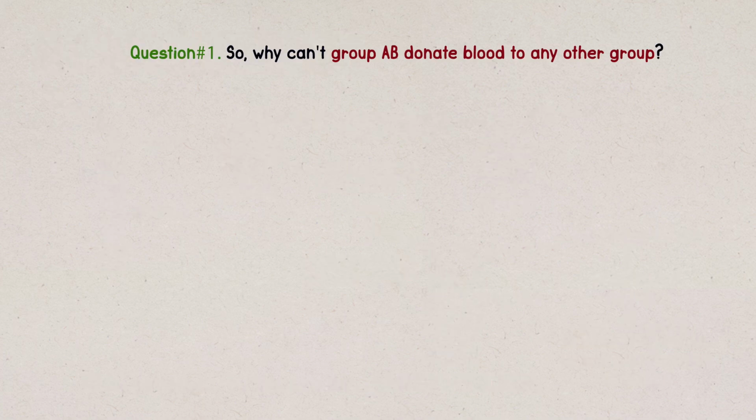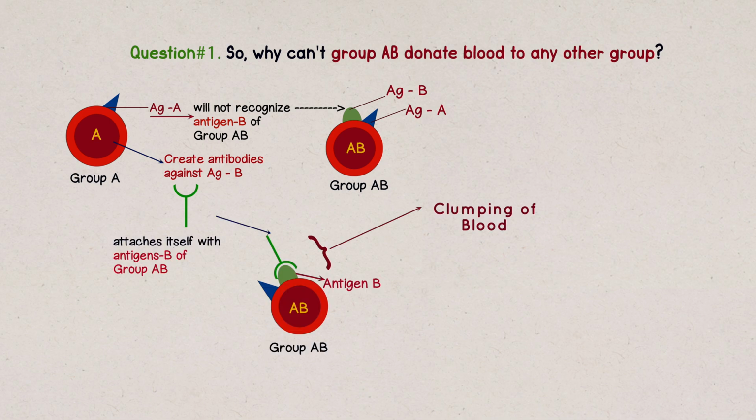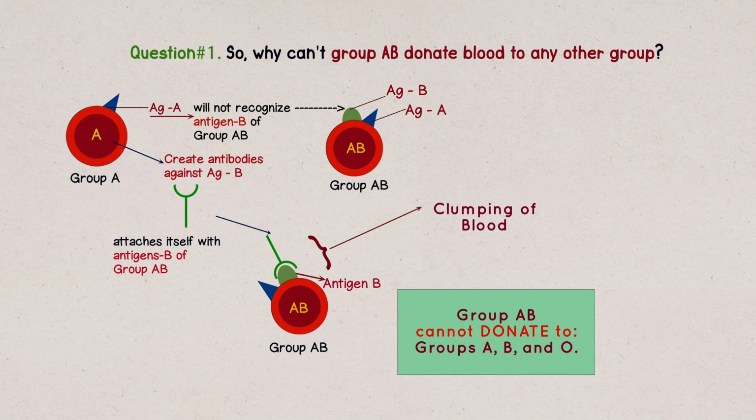So, why can't group AB donate blood to any other group? Let's see this in detail. If group AB donates to group A, the recipient group A does not recognize the B antigens present in donor group AB and starts producing antibodies against B antigens of donor group AB. This will create clumping, which is lethal. That is why AB group cannot donate to blood group A. We conclude that group AB cannot donate blood to groups A, B, and O because of antigen incompatibility.